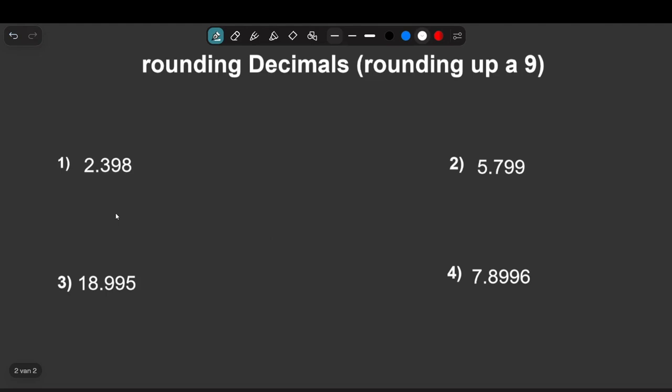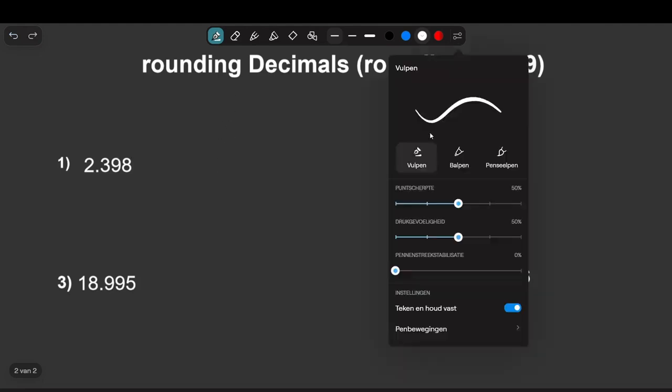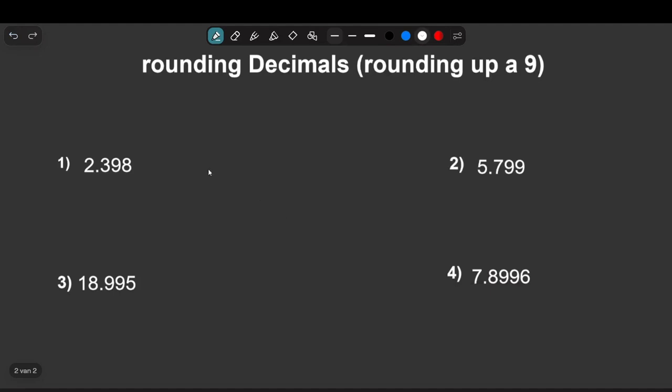2.398. So we want to round our 9 up. So the first step we take is we're going to look over to the right. If we look over to the right, my bad, I put the wrong pencil. If we look over to the right here, we see an 8. So this means we can round up. So when we're rounding up a 9, you basically get a 10.